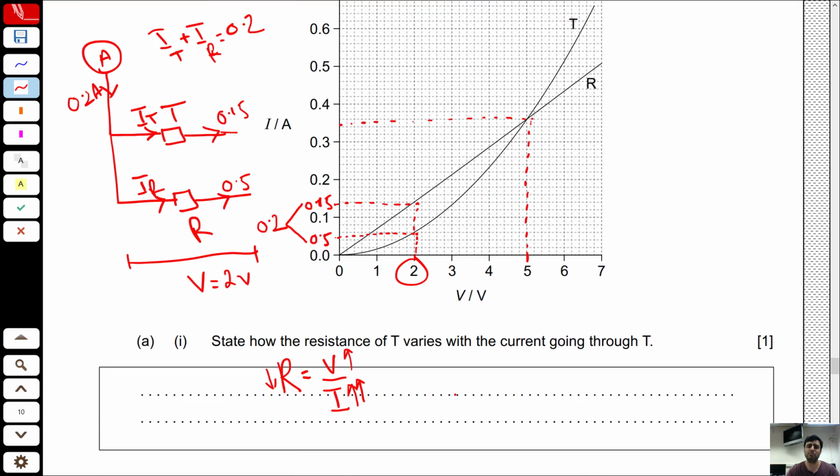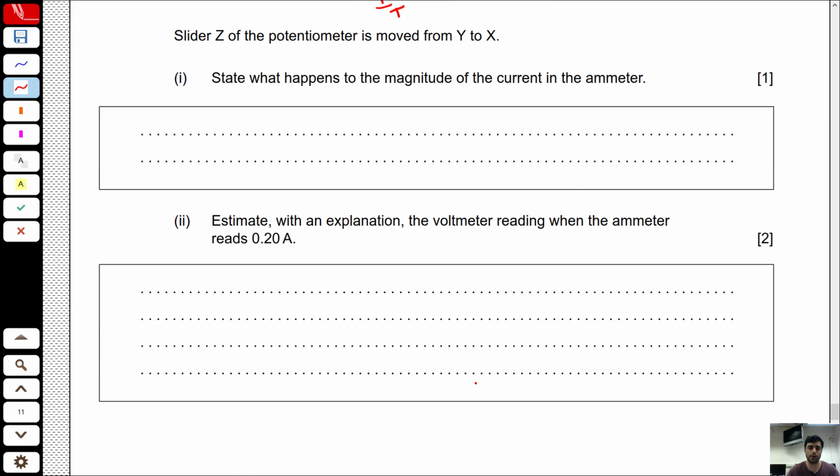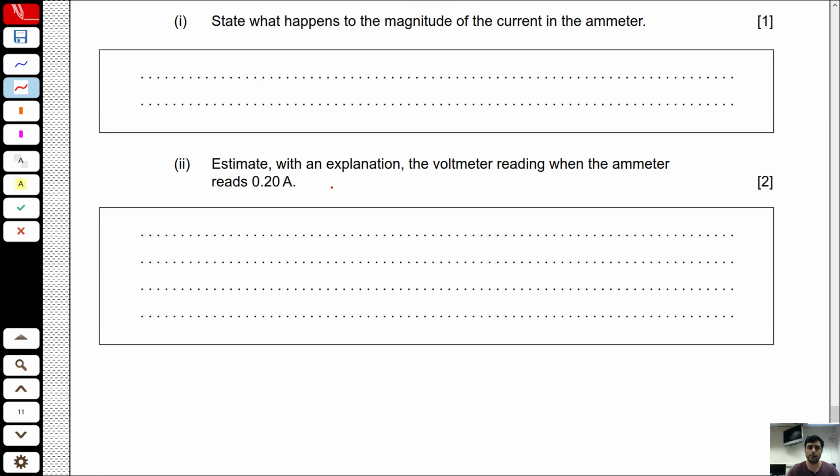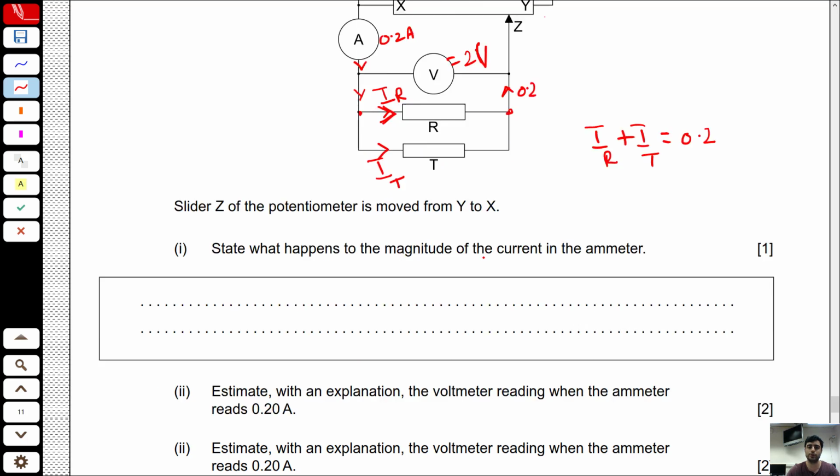This is a little bit hard, but let's make sure that you follow it and understand it clearly. So this is the explanation. Voltmeter reading. So the voltmeter will read 2 volt, and this 2 volt will be the same across the two resistors because they're in parallel. In parallel circuits, the voltage stays the same. Only the current divides at the branch.